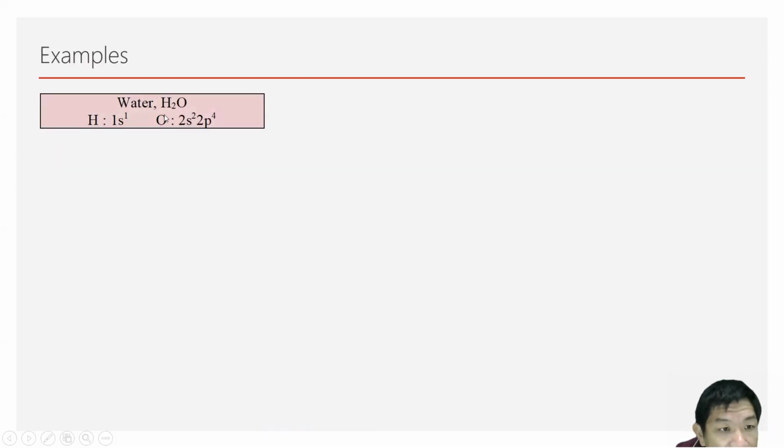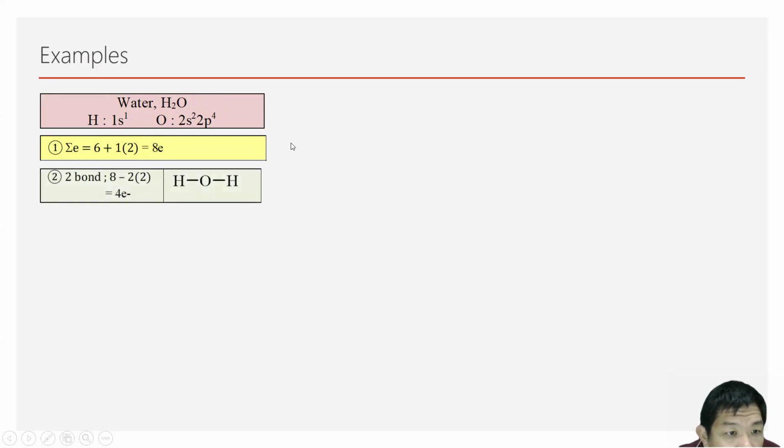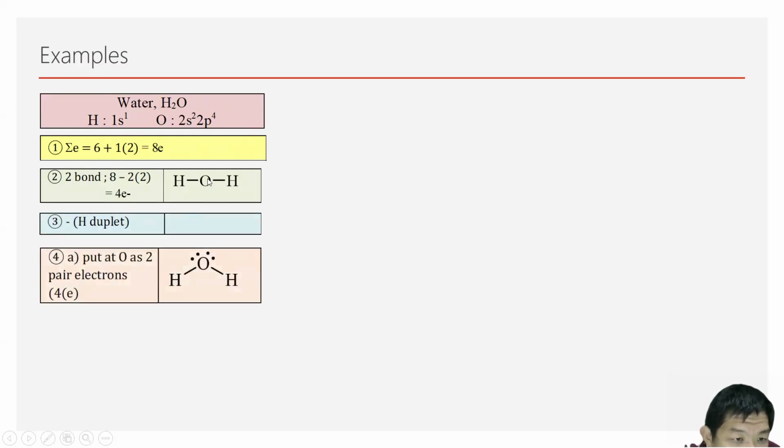So water: hydrogen is 1s1, oxygen is 2s2 2p4. So hydrogen has 1 valence electron, oxygen has 6. So the total is 6 plus 1 times 2, which equals 8. You put 2 bonds between the oxygen and hydrogens, so minus 4 electrons. For step 3, because hydrogen is a duplet, you do not need step 3. For step 4, we use 4a. Since you have 4 electrons remaining, you put them as 2 lone pairs on the center atom. So no more electrons remain. That is how you draw water.